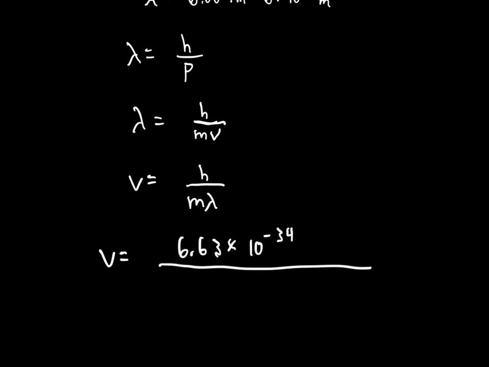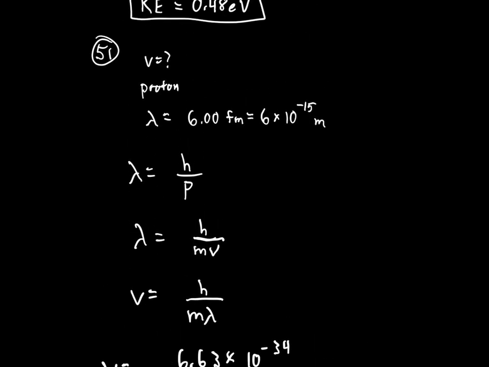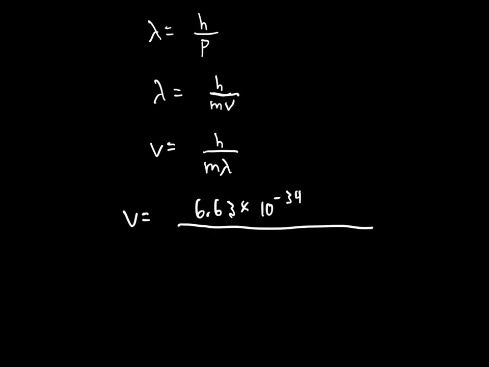What mass do I use? What kind of particle? Proton. What's the mass of a proton? We all know this off the top of our heads. 1.67 times 10 to the negative 27. Maybe we do know it off the top of our heads. No, it's on these sheets that I give you. Times lambda, 6 times 10 to the negative 15.